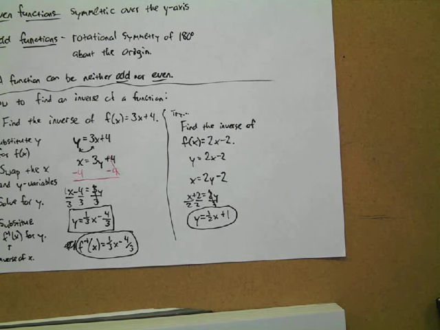Perfect. Yep. And then you're going to plot those points over here. So you can see these points right here are already plotted, and then plot the inverse, and then you'll see that reflection over the line y equals x.